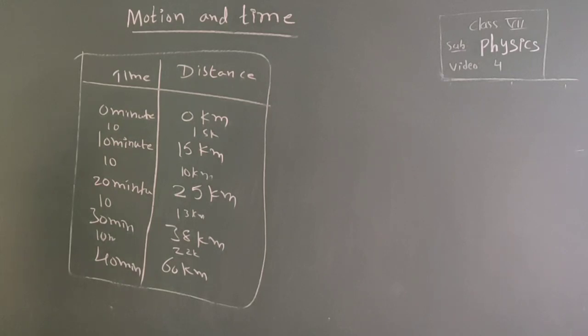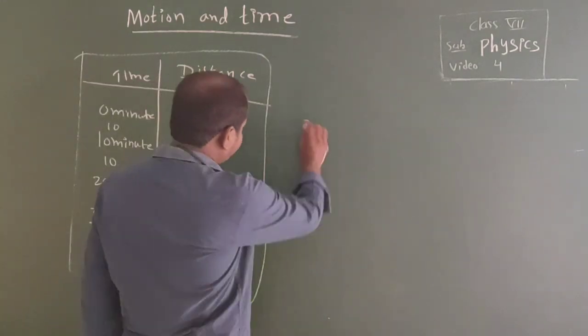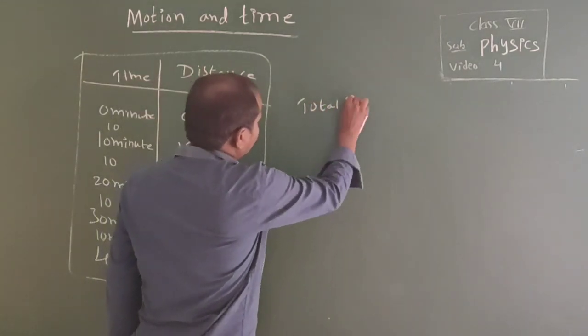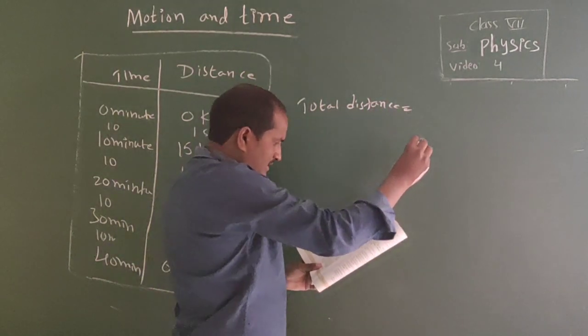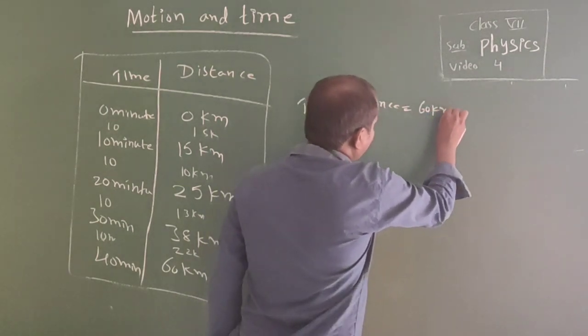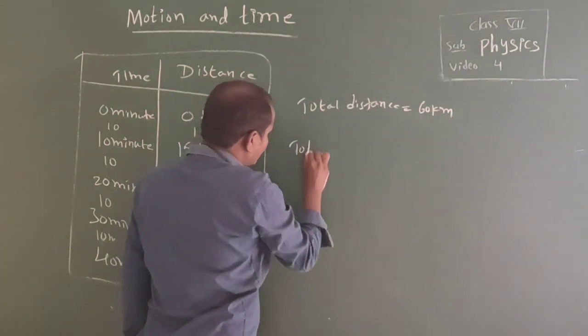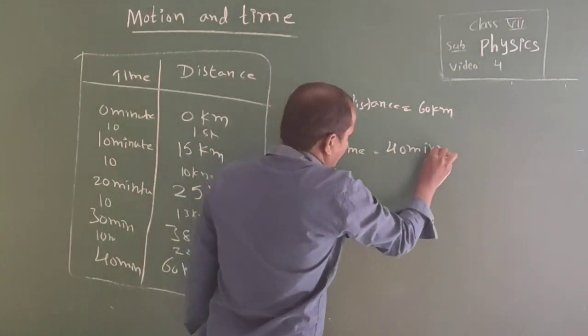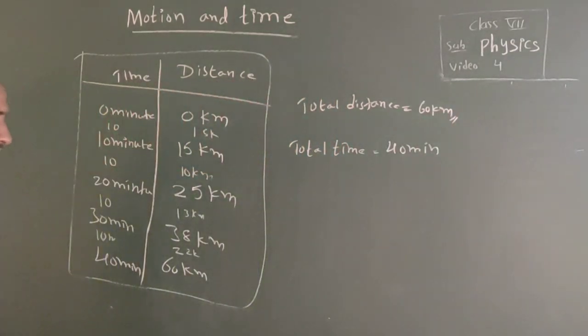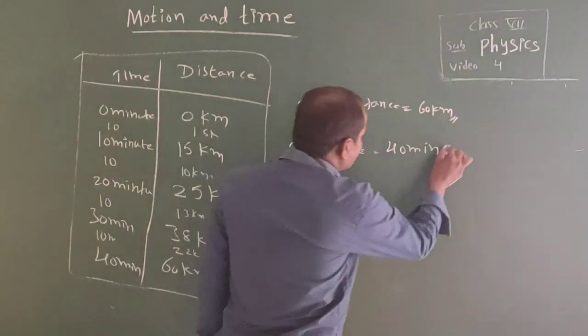To find the speed of the car for the journey, we should calculate the total distance traveled divided by the total time taken. For example, the total distance traveled by the car is 60 kilometers, and the total time is 40 minutes. But distance is given in kilometers and time in minutes, so we change time into hours.